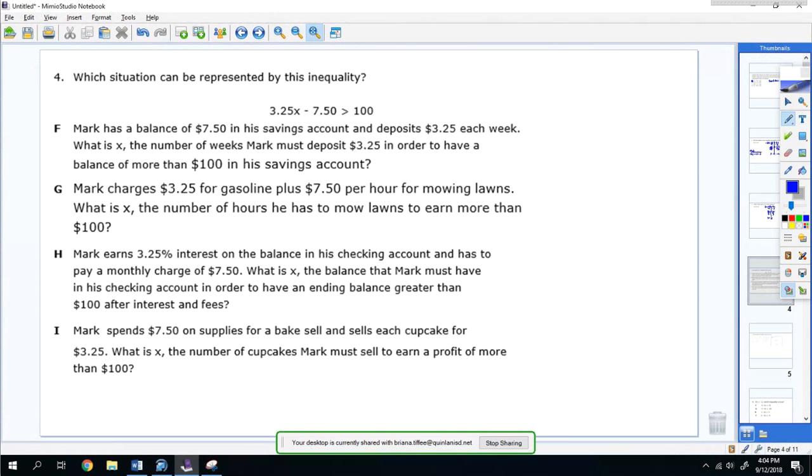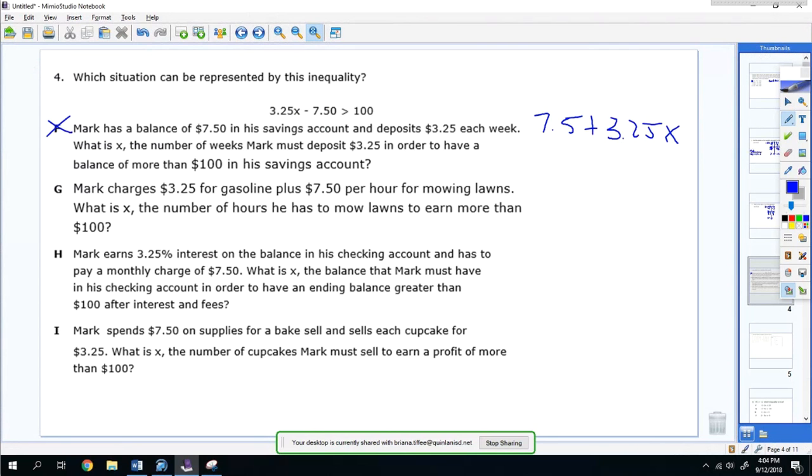Okay, number 4. Which situation can be represented by the inequality 3.25x minus 7.50 is greater than 100? Okay, so A says Mark has a balance of $7.50 in his savings account and deposits $3.25 each week. So that means he's starting off with $7.50 plus $3.25 each week. Well, that's wrong because we're not adding.